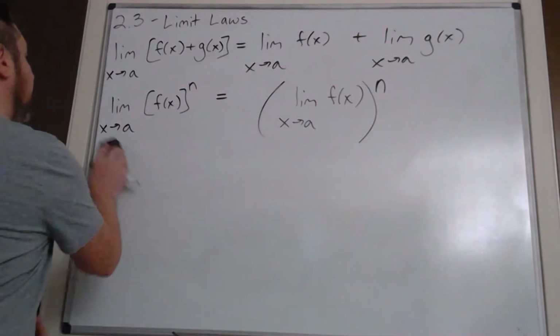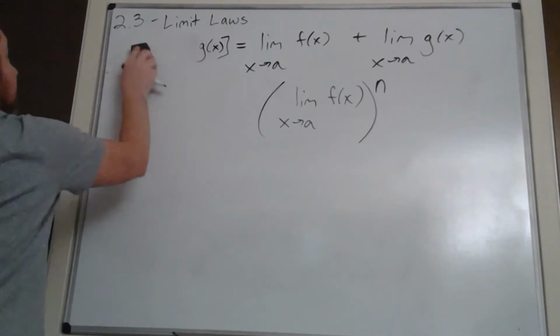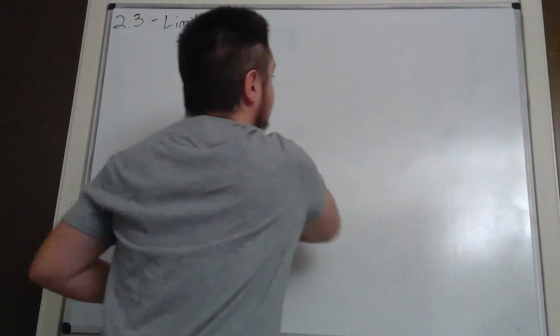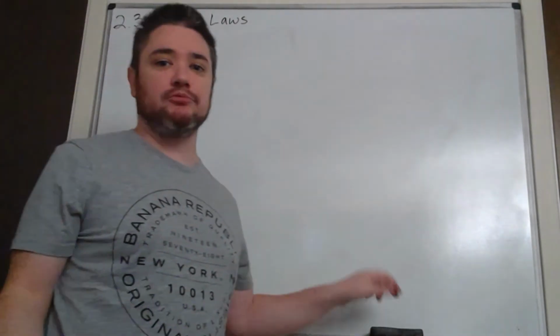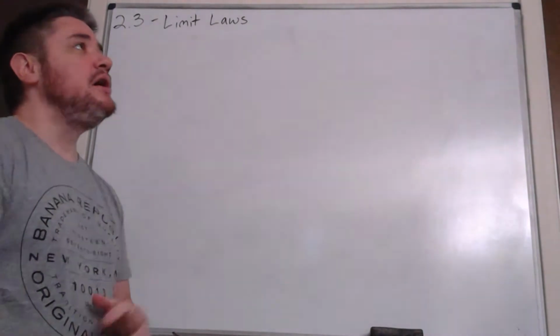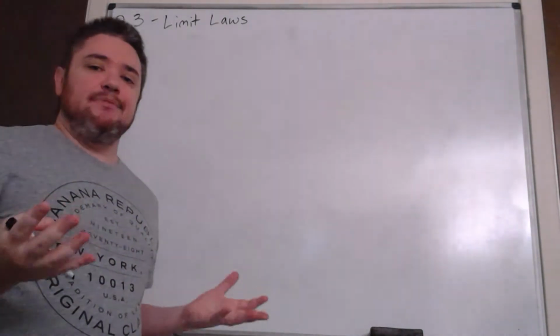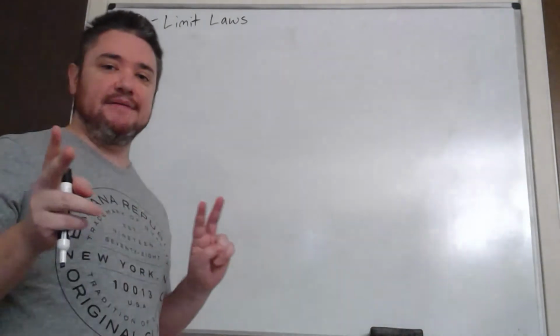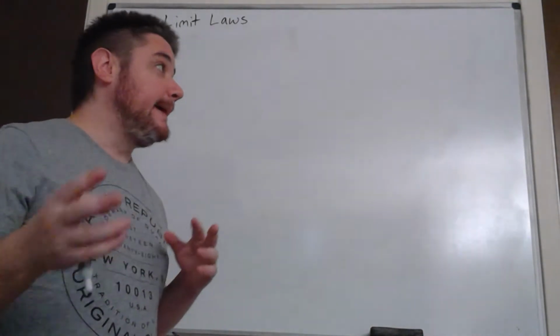So let's do an example. I'll combine the 3 original rules that I had on the board. So the sum rule, a constant multiple rule, and a power rule, let's say. So I'll tie all those 3 together. And what I'm going to be doing is an example of what's called direct substitution, okay? Direct substitution, I will make my next short lecture video about.